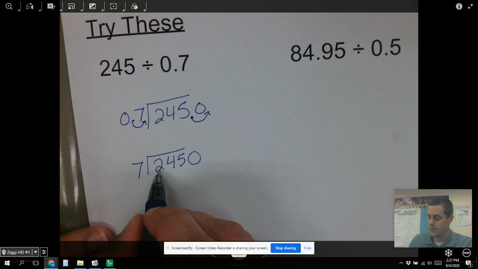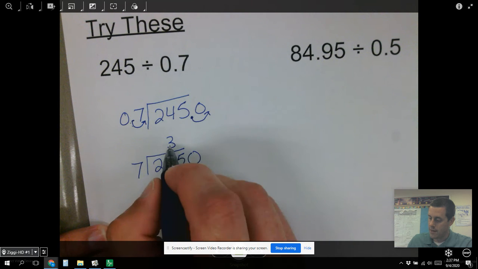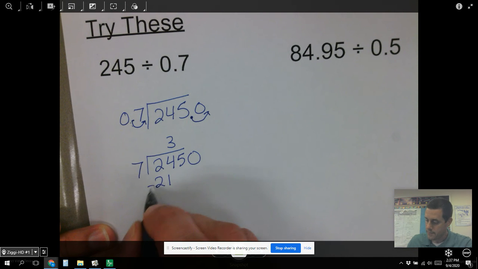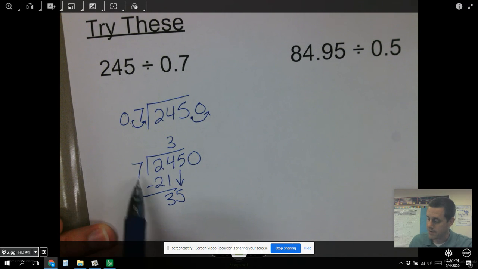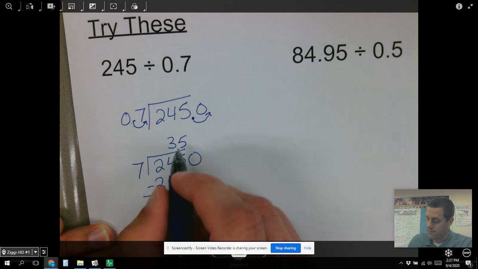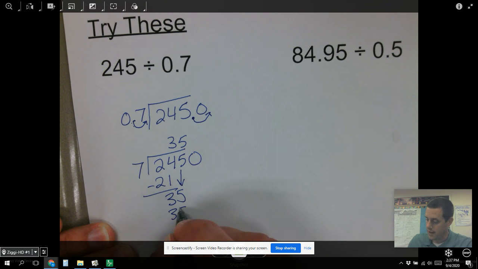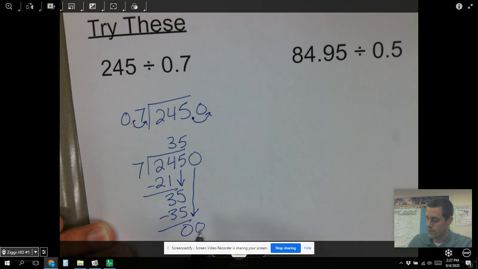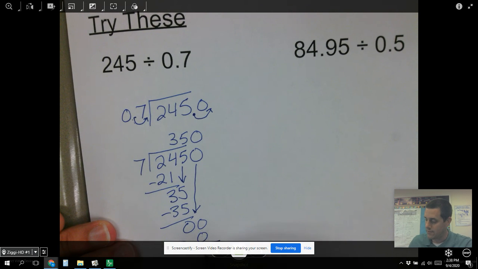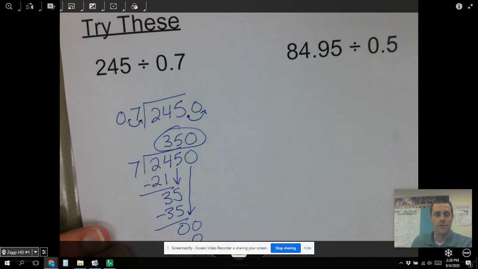7 can't go into 2, so now I'm taking it into 24. 7 will go into 24 3 times. 3 times 7 is 21. 24 minus 21 is 3. 3 is less than 7. Bring down your 5. Repeating that process. 7 goes into 35 5 times. 5 times 7 is 35. 35 minus 35 is 0, which is less than 7. One more digit to bring down is a 0, and 7 will go into 0 0 times. 0 times 7 is 0. We have no remainder. Our final quotient for the first one, 350.